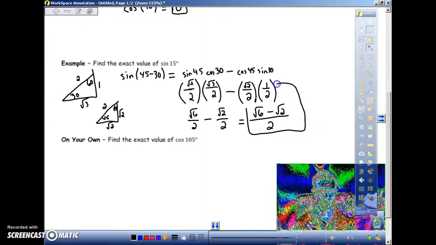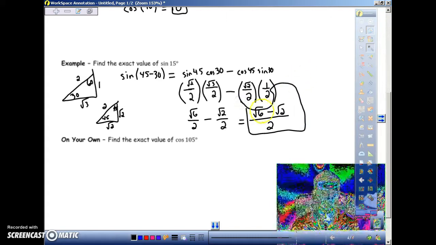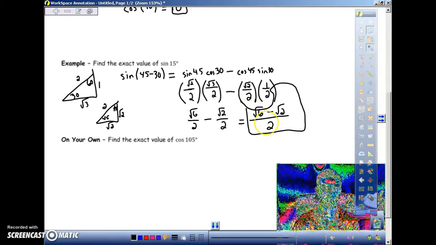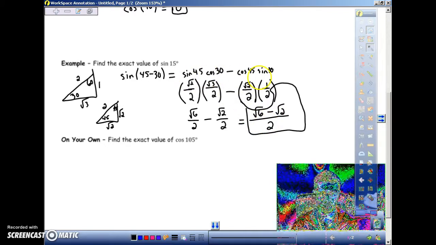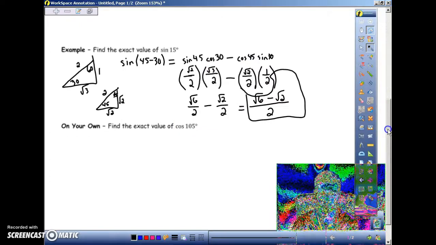And again, all this is, ooh, a little messed up there, but square root of 6 minus square root of 2 over 2. So all we have here is an exact answer. We are breaking it down using our formula into things that we are familiar with that we can do without a calculator. Okay, so down below here, I want you to try one on your own.